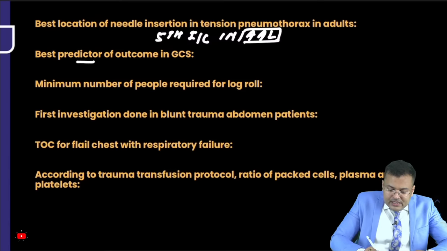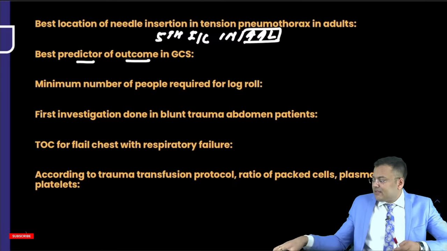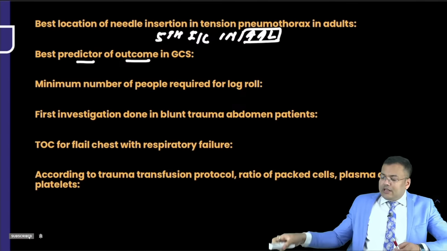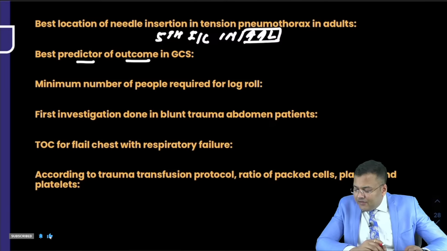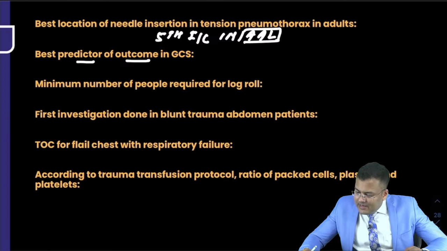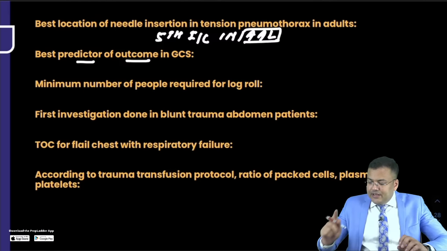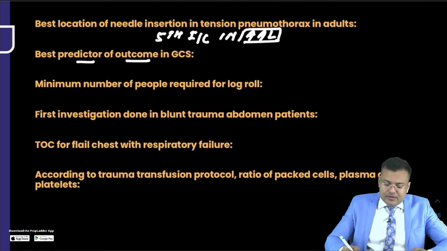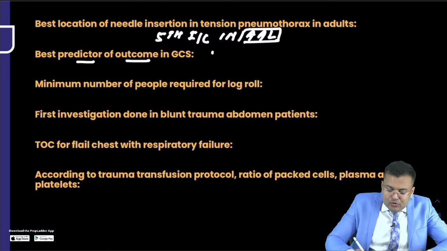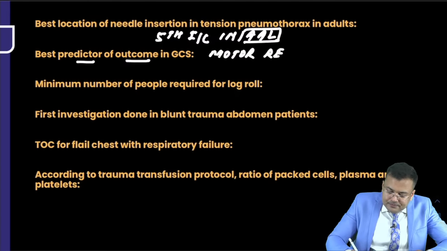Tell me, best predictor of outcome in GCS, Glasgow Coma Scale. Tell me, guys, best predictor of outcome. Dr. RJ, yes, RJ, first person to reply. It's the best motor response. So, it's the motor response.